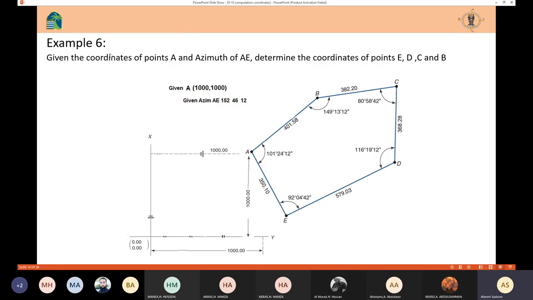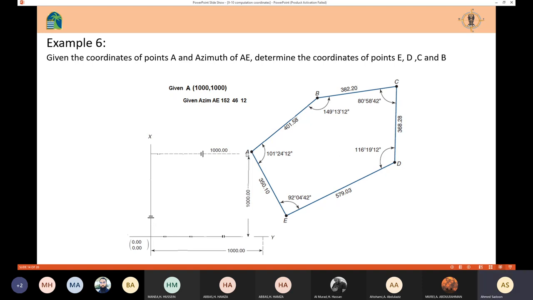so in this example, we have closed traverse. We have like 6 points A, B, C, D, and E. All the internal angles are given, and the distances between the points are also given here. 350.10 represent the distance from A to E. Similarly, the 579.03 represent the distance between E and D. And here we have all the internal angles.